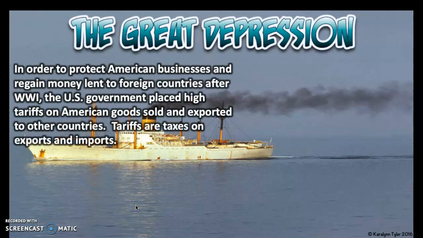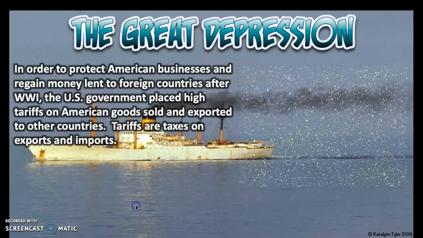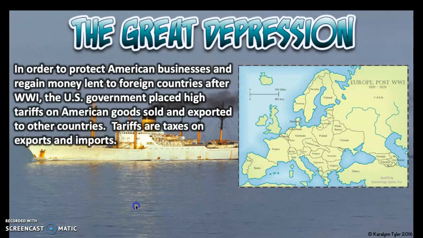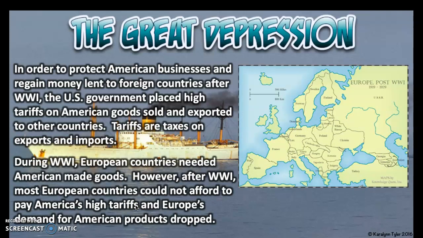In order to protect American businesses and regain money lent to foreign countries after World War I, the U.S. government placed high tariffs on American goods sold and exported to other countries. Tariffs, remember, are those taxes on exports and imports, so anytime we trade with foreign countries. During World War I, European countries needed American-made goods. However, after World War I, most European countries couldn't afford to pay America's high tariffs, and so Europe's demand for American products dropped. So we're selling less of our products to foreign countries as well.